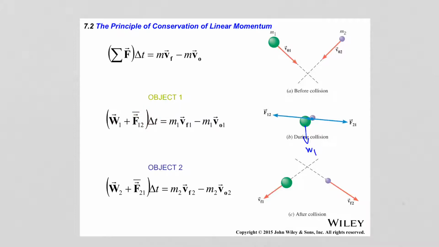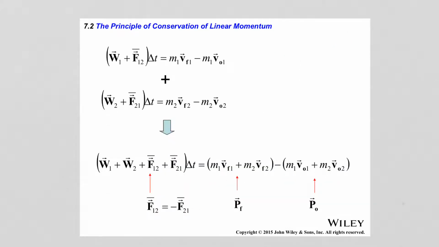So we multiply that by the interval of interaction between the two spheres, and that's equal to the change in momentum of sphere number 1. For sphere number 2, we have the force of interaction with sphere number 1, F21, and the force, or the weight, W2, of sphere number 2 due to the gravity of Earth. So the net force that sphere number 2 experiences is that sum multiplied by the time interval of interaction between the two spheres, and it is equal to the change in momentum of sphere number 2.